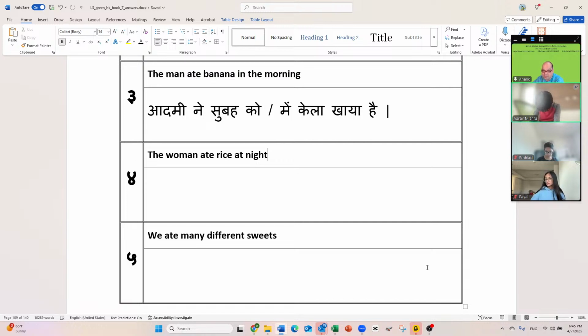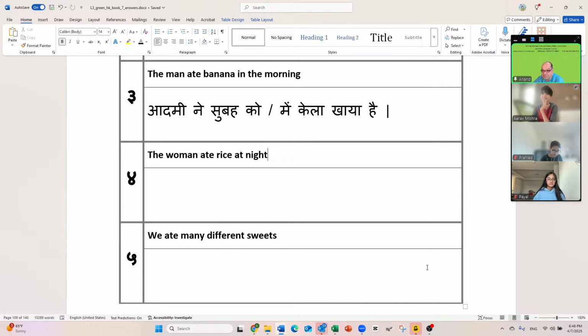औरत ने रात को चावल खाई, खाया. I think खाया. So, will it be khaya or khai? You tell me. खाया. And why are you saying it should be khaya? You're talking about an aurat who's a woman. Why should it be khaya?